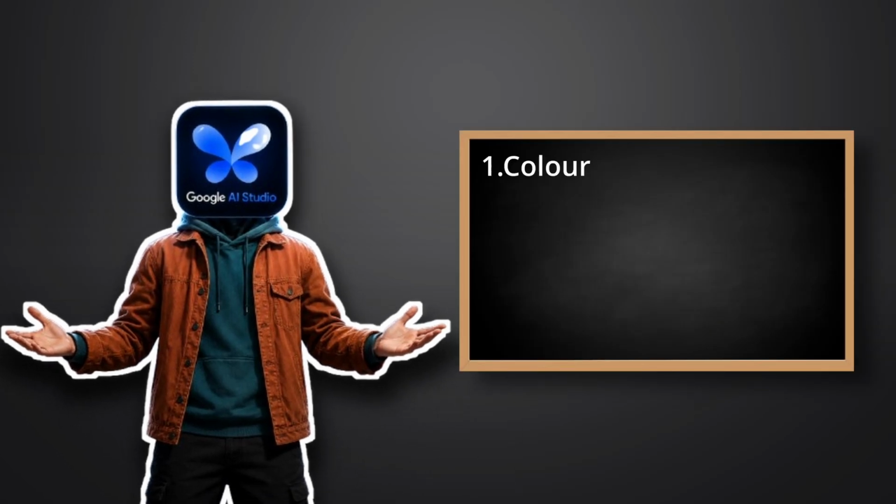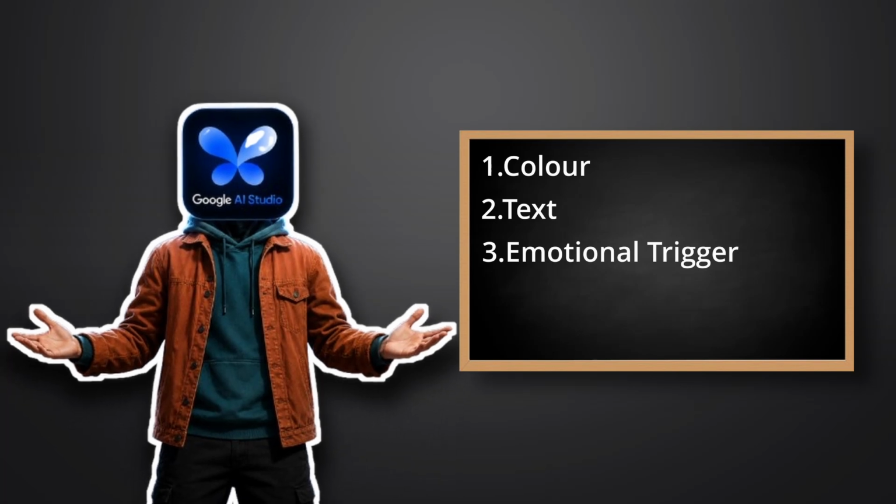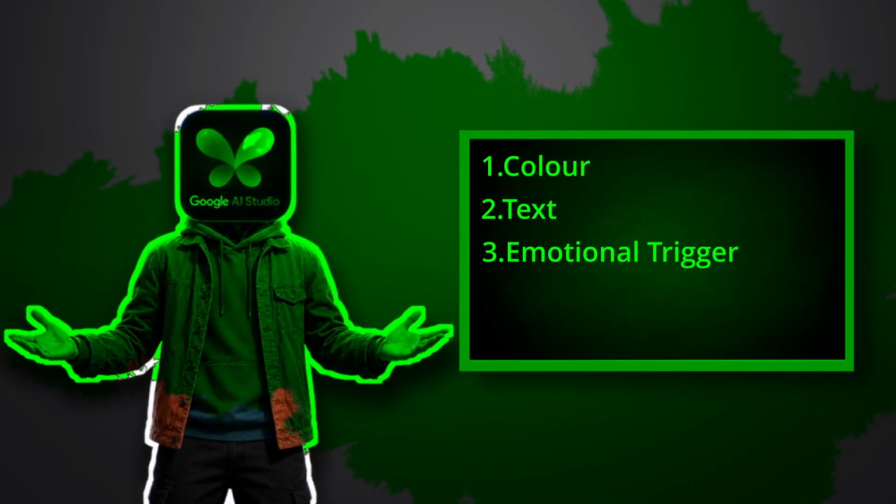What does the color say? Where should the text be? Where is the emotional trigger missing? I take all that feedback and then finalize the thumbnail.